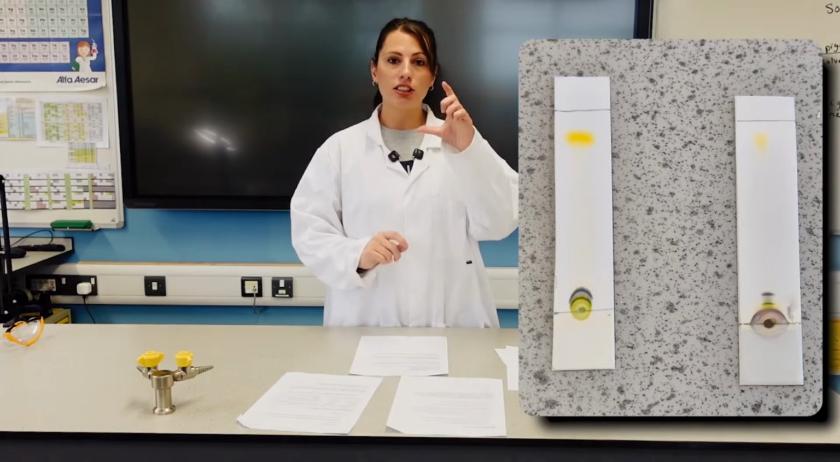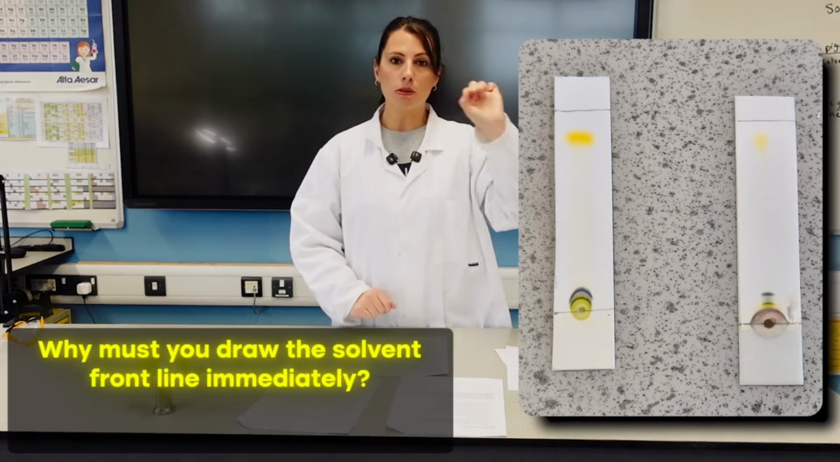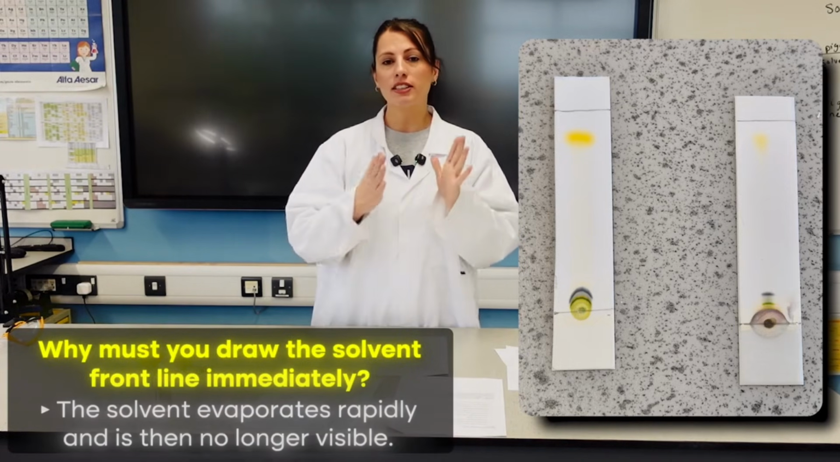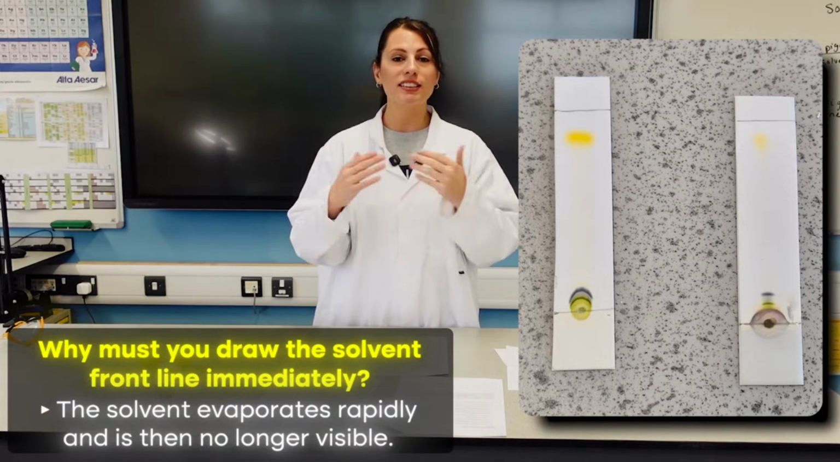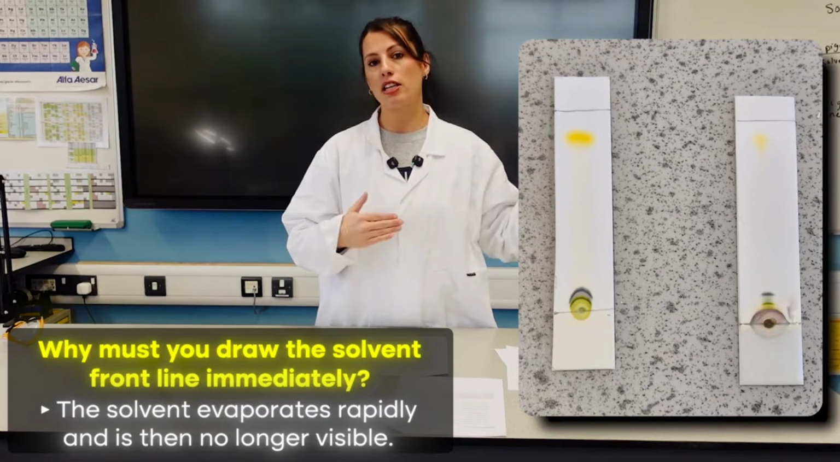As soon as the students have seen that the solvent has reached just before the top, take it out and they need to draw a pencil line on immediately. That's because the solvent's going to evaporate really quickly, and as soon as it's evaporated, they won't know the point that it went up to, and then they can't measure the solvent front.